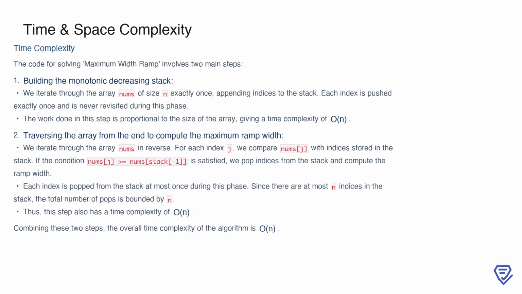Next, we traverse the array in reverse to compute the maximum ramp width. For each index j, we compare the value of nums[j] with the top of the stack. If the condition nums[j] >= nums[stack[-1]] is satisfied, we pop indices from the stack and calculate the ramp width. Importantly, each index is popped from the stack at most once during this phase. Since there are at most n indices in the stack, the total number of pops is bounded by n, making this step O(n) as well. Combining both steps, the overall time complexity of the algorithm is O(n).